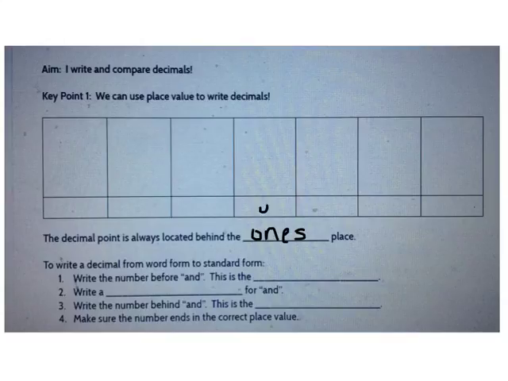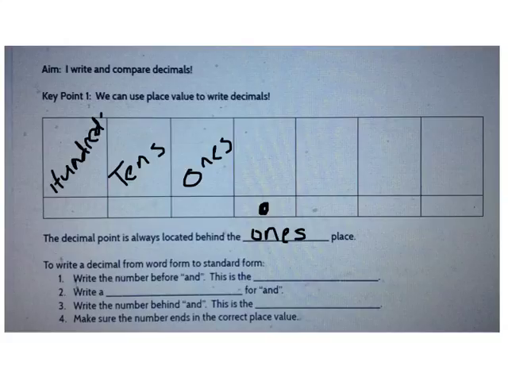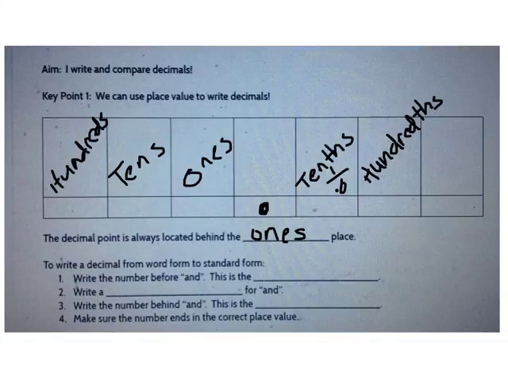Let's fill in our place values into our chart. We'll put the decimal point right in the middle. The first whole number place value is the ones, then the tens, then the hundreds. The first decimal place value is the tenths, or 1 over 10, the hundredths, one over 100, or the thousandths. One over 1,000.